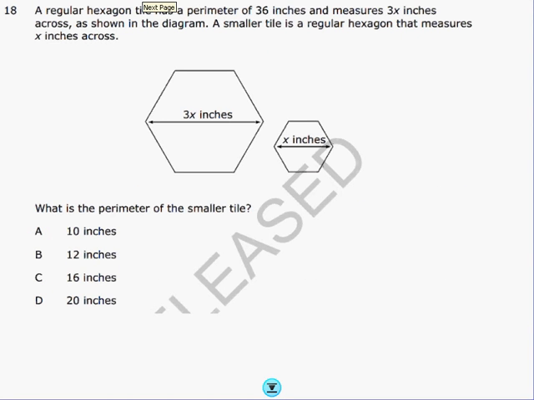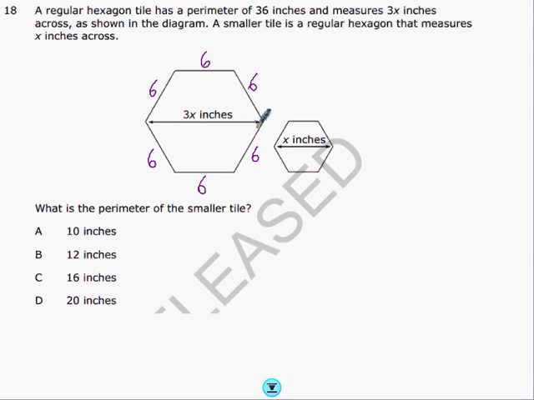A regular hexagon tile has a perimeter of 36 inches and measures 3x inches across. A smaller tile is a regular hexagon that measures x inches across. What's the perimeter of the smaller tile? Okay, well, if the perimeter of this is 36 inches, each side is 6. And again, we didn't cover this, but it's fairly obvious. Hopefully, it'll ring true with you.